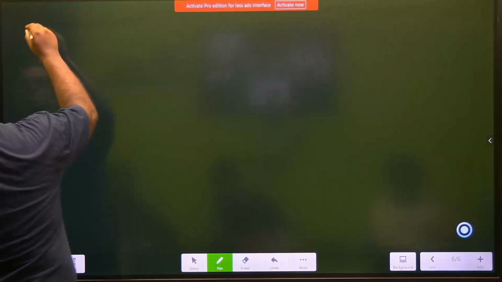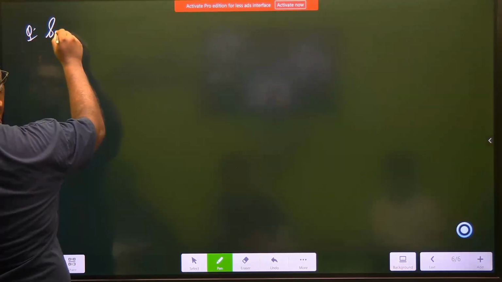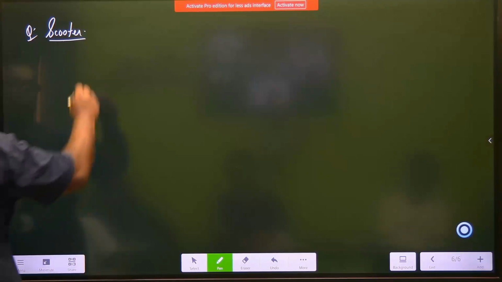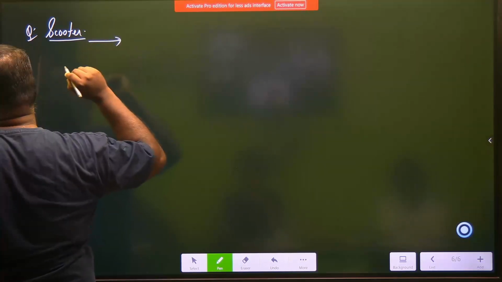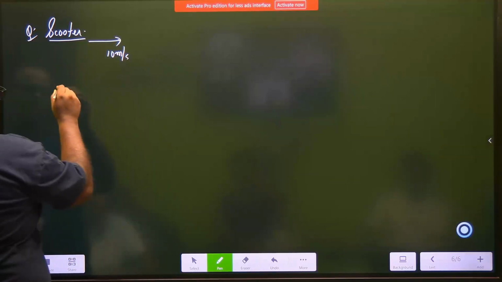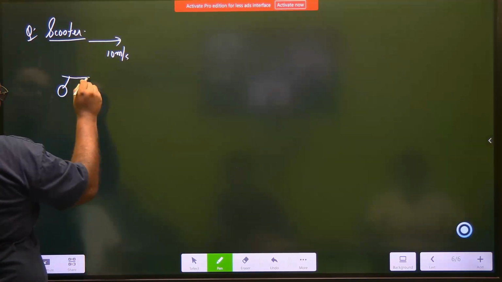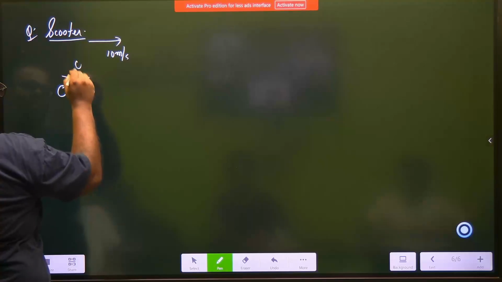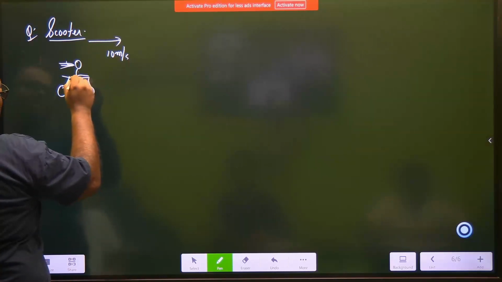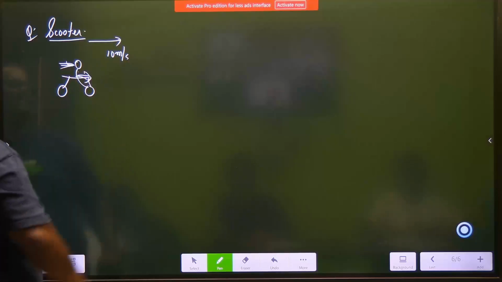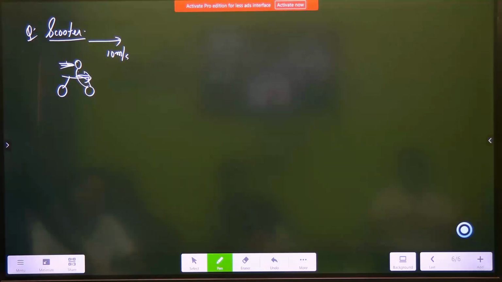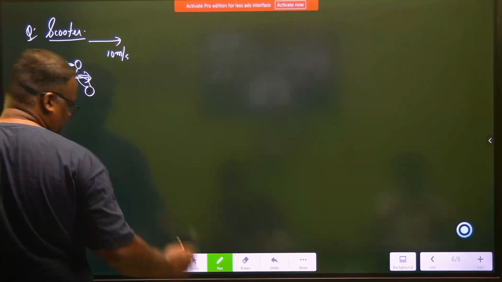The next problem is we have a scooter. My English is bad. Scooter, and this scooter is moving at a speed of 10 meters per second. Aha. Let me draw one. The scooter is moving at 10 meters per second.